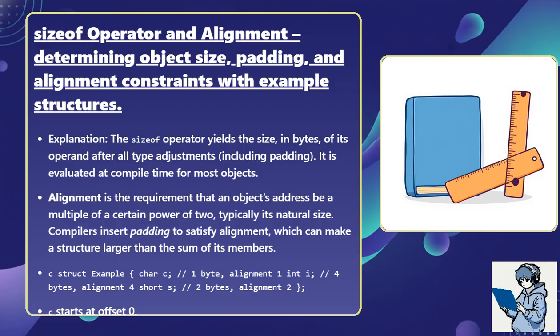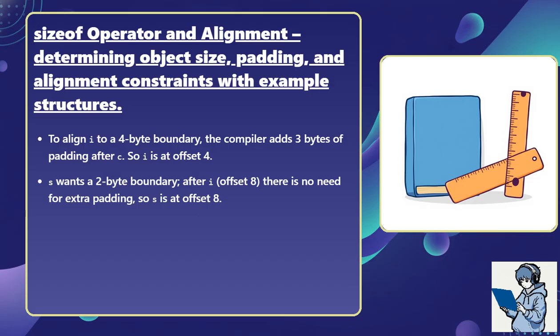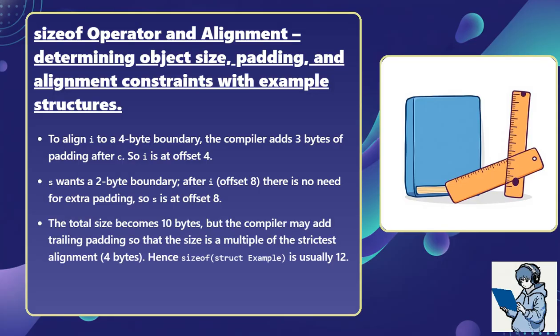c starts at offset 0. To align i to a 4-byte boundary, the compiler adds 3 bytes of padding after c, so i is at offset 4. s wants a 2-byte boundary. After i, at offset 8, there is no need for extra padding, so s is at offset 8. The total size becomes 10 bytes, but the compiler may add trailing padding so that the size is a multiple of the strictest alignment, 4 bytes. Hence sizeof(struct example) is usually 12.